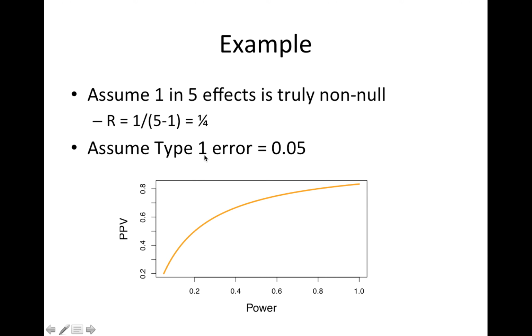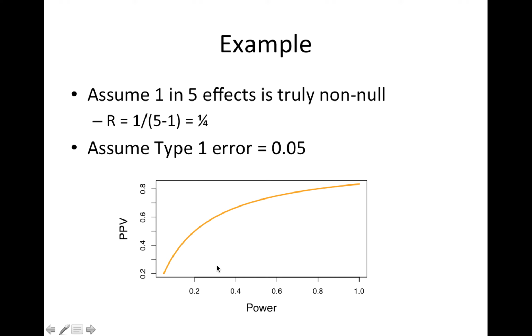And let's assume our type 1 error rate is 0.05. So here I'm looking at positive predictive value as a function of power. You can see if you have low power, if you have 20% power, the positive predictive value is only around 50%, which means half of the time the result you find won't actually be true, right? And obviously as power increases, this increases as well. So the goal is to have as high of a positive predictive value as you can.